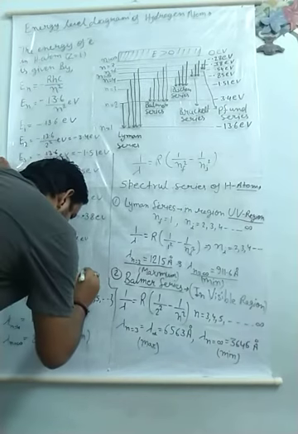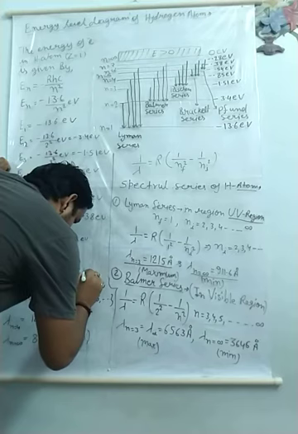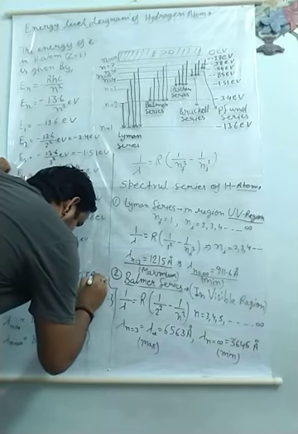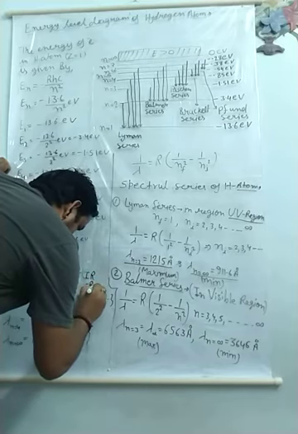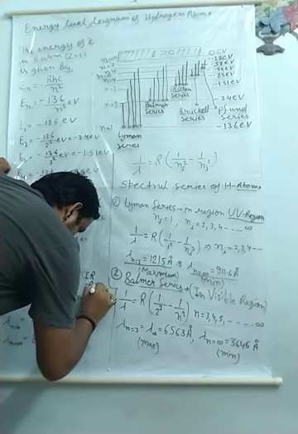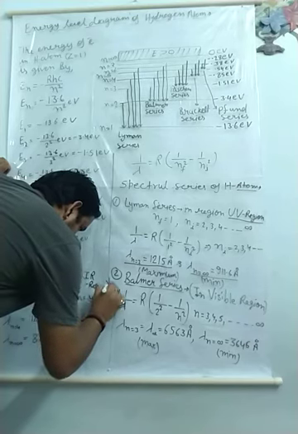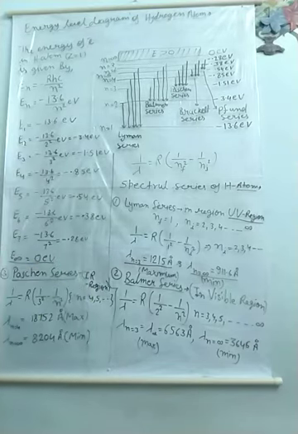The Paschen series is observed in the IR region. Okay, so copy these. After that, Brackett and Pfund are also observed in the IR region. Okay, copy all this.